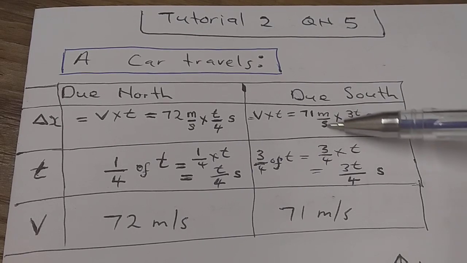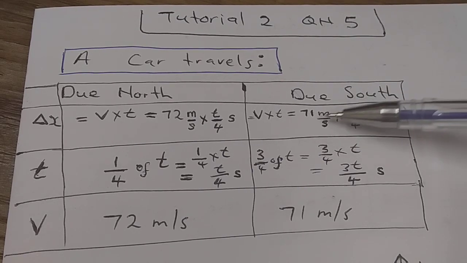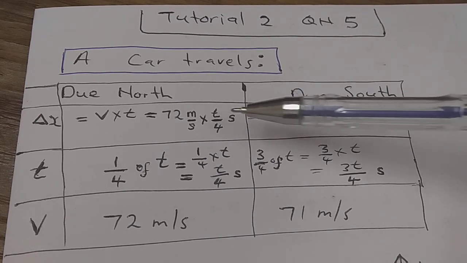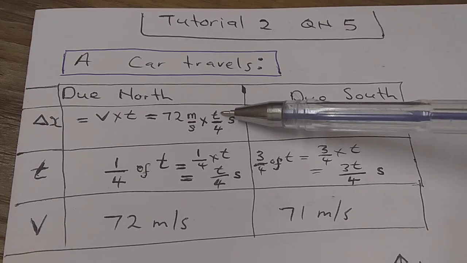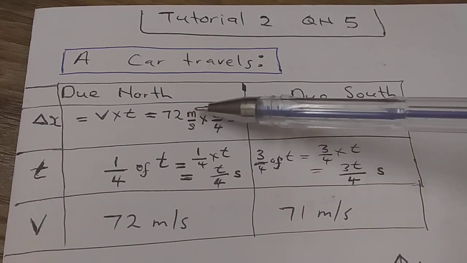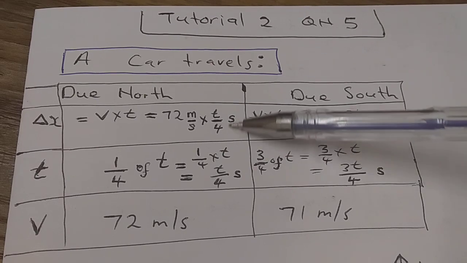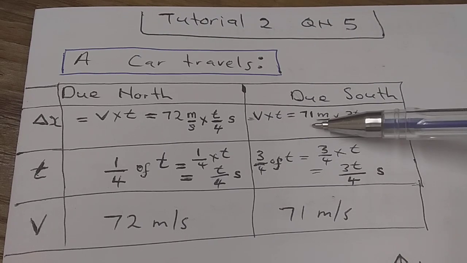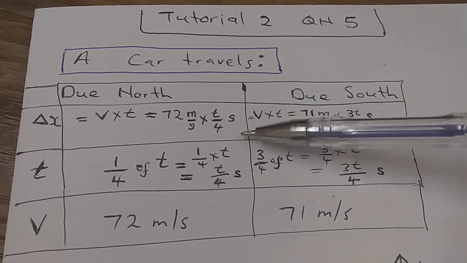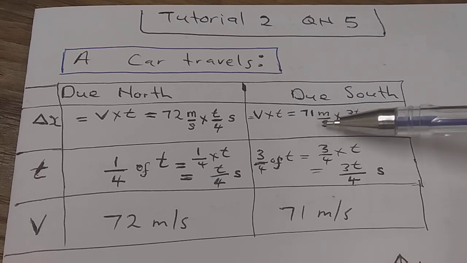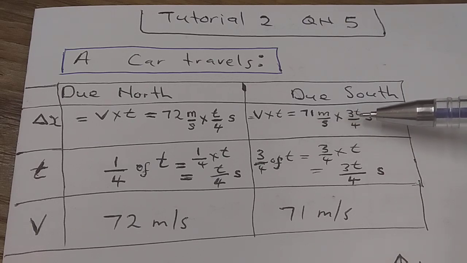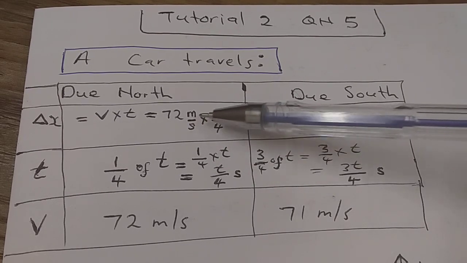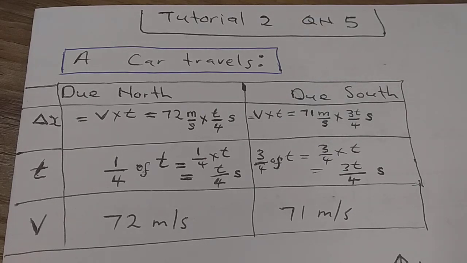Then we'll be left with 71/4 meters multiplied by 3t. So don't forget the t. The t is also multiplying the 72. The only units cancelling here are the seconds. So our change in x is going to be 71 meters times 3t over 4, and here the change in x will be 72 meters times t over 4.